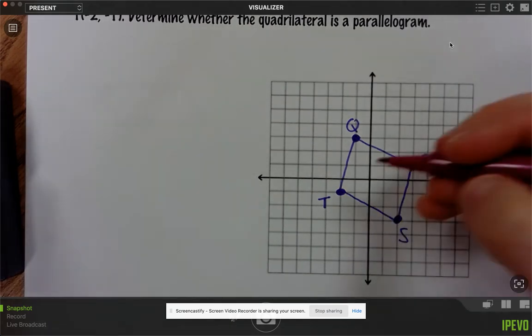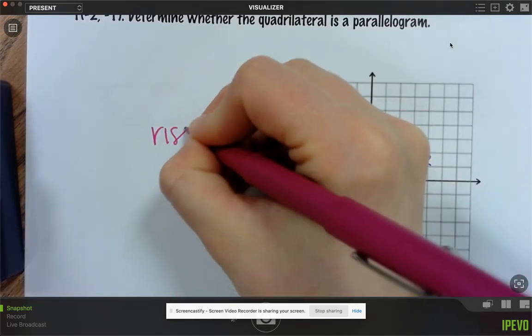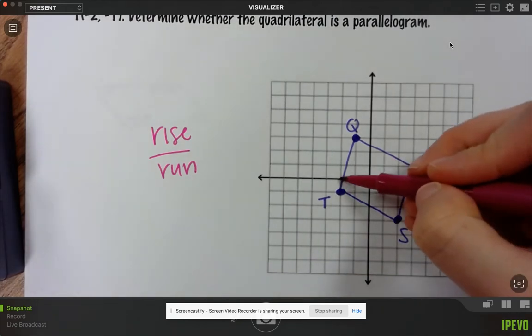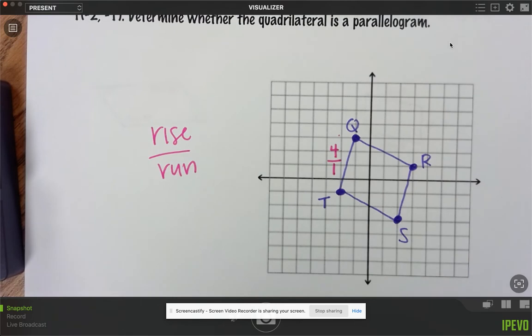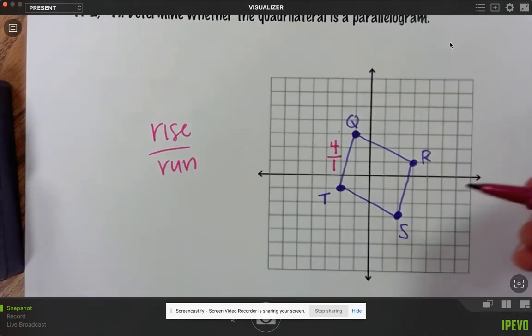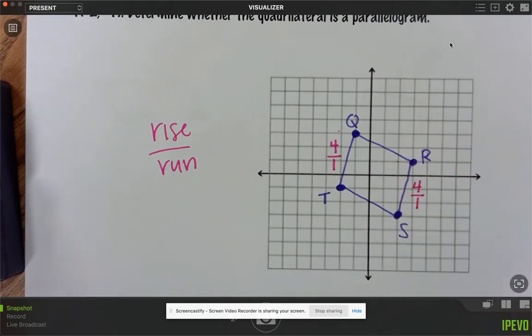So if I wanted to find the slope of QT, remember slope is rise over run. So I go up 1, 2, 3, 4 over 1. So my slope is 4 over 1, or just 4. Let's check to see RS has the same slope. 1, 2, 3, 4 over 1. So far, so good there.